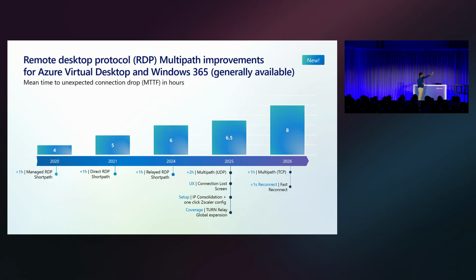We have been expanding on that particular investment. Now we have TURN relay servers in 40 Azure regions, which give you the best latency and best connectivity experience, irrespective of where you're connecting from, irrespective of where your VMs are located. And that's not the end. We have worked very closely with Zscaler and some of our partners to make the configuration easier for customers, so that it's easy for you to get to the resiliency where you want to be.